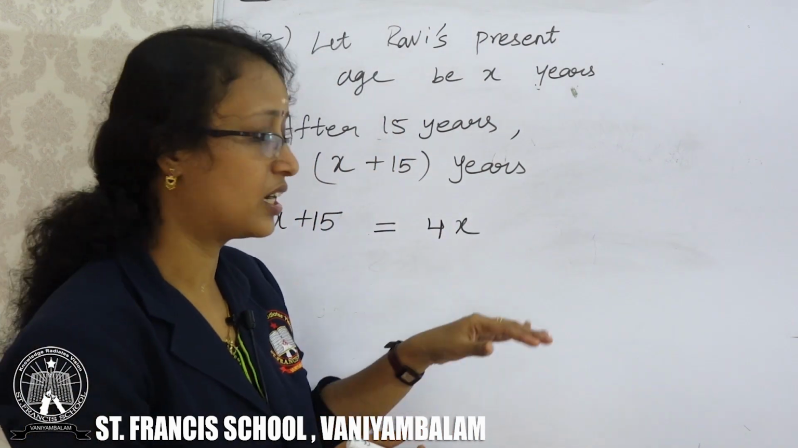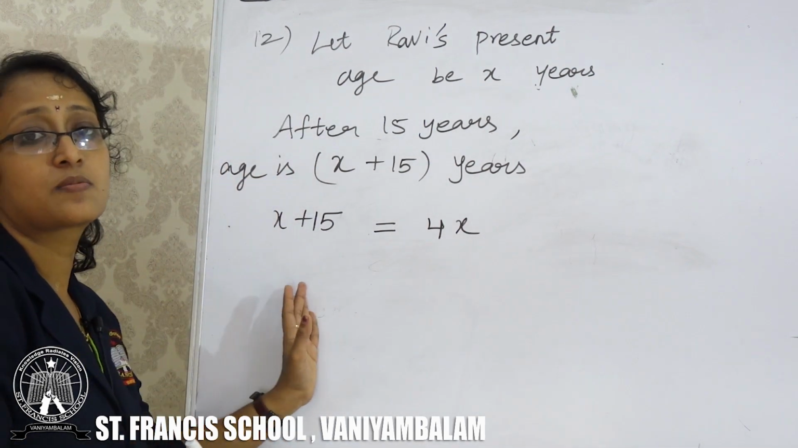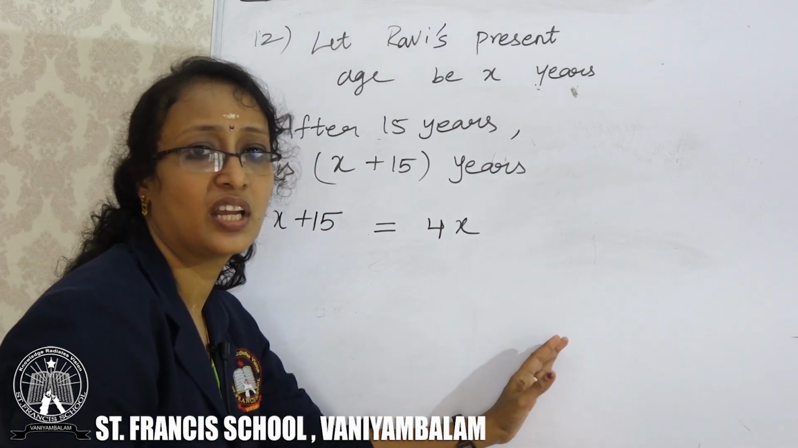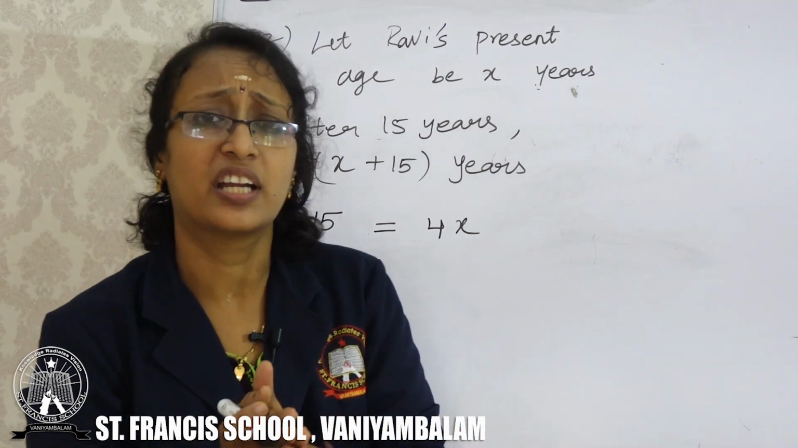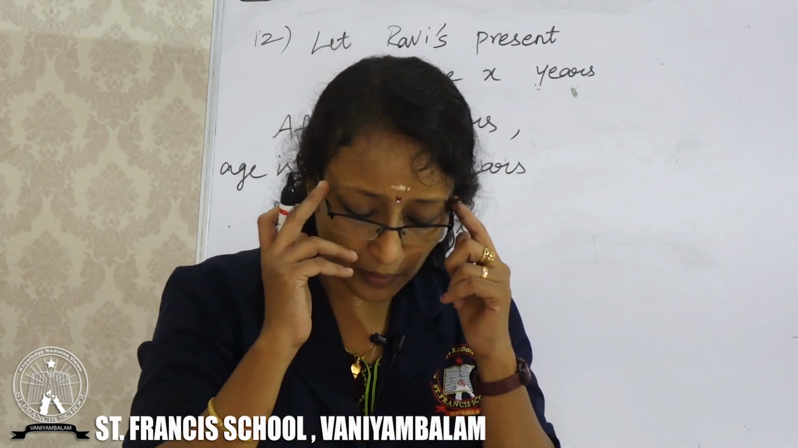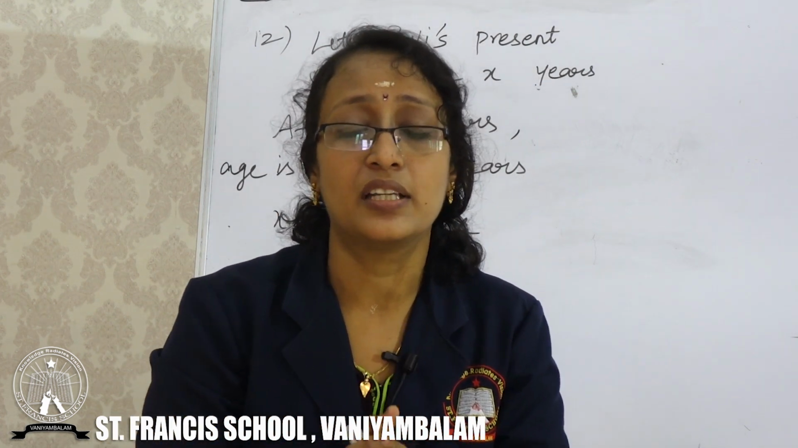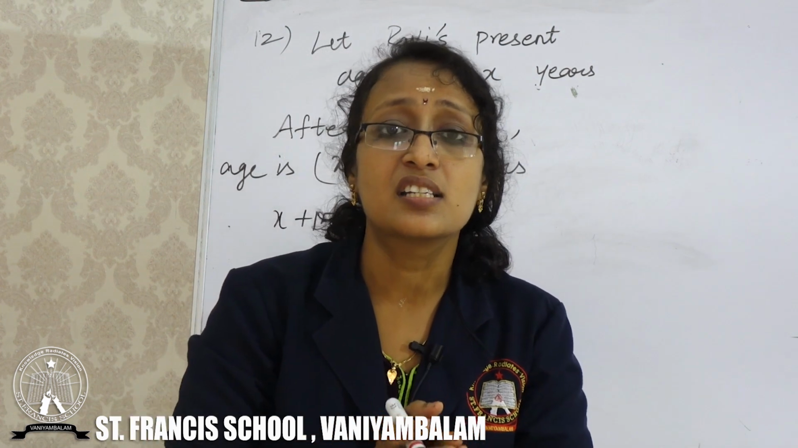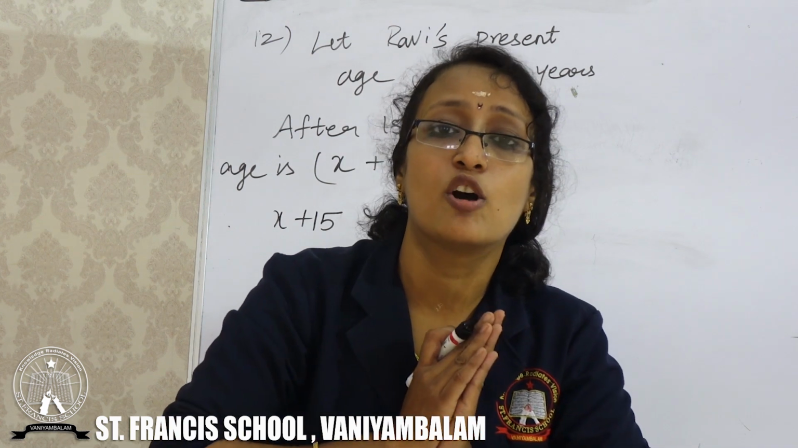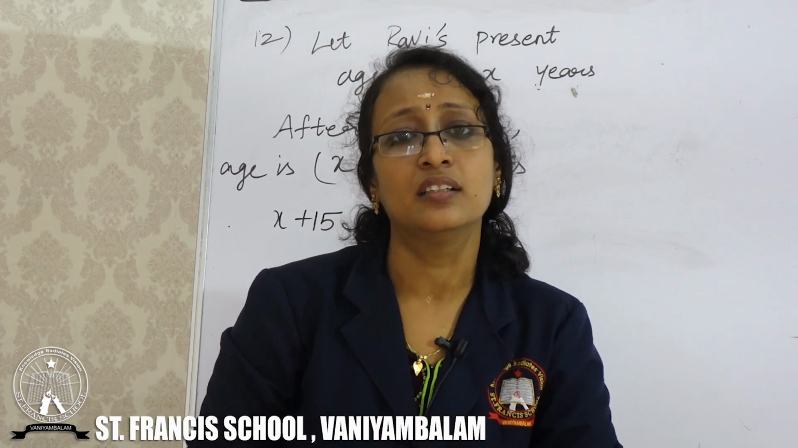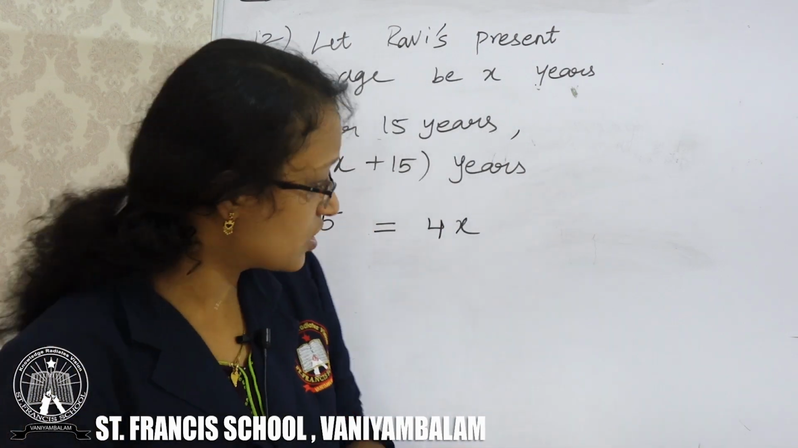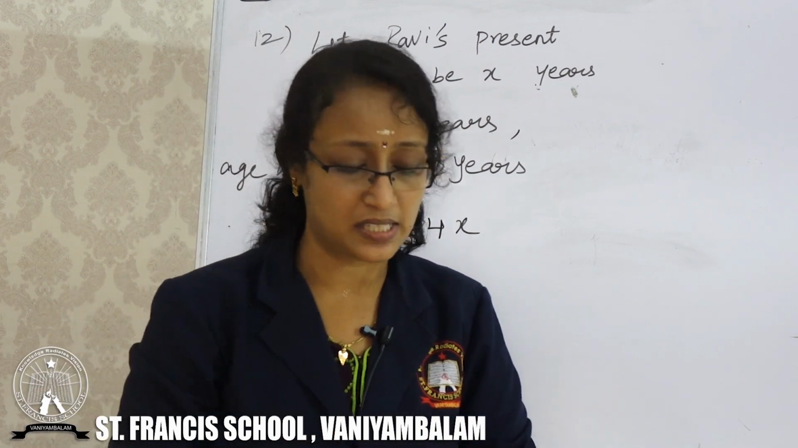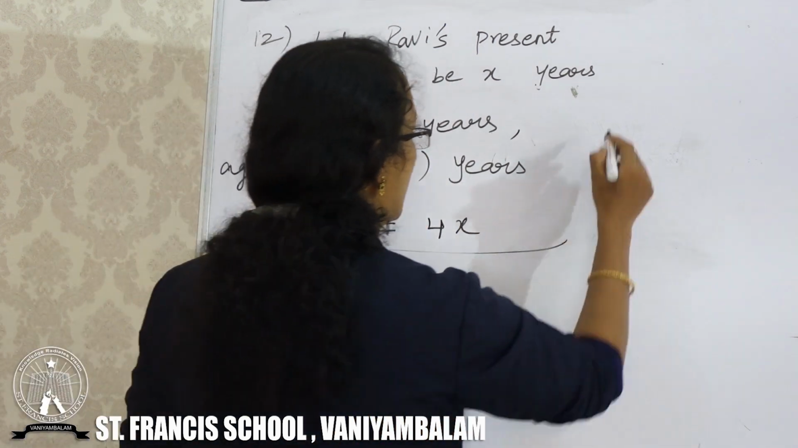We got the equation. Take this 4x to the right hand side. So x minus 4x is equal to 15. Solve it. You will get minus 3x is equal to 15. If you are getting a negative value in an age problem, don't write the negative value, because age cannot be negative. So write the answer in positive. That is Ravi's age. This is how you will do the 12th one.